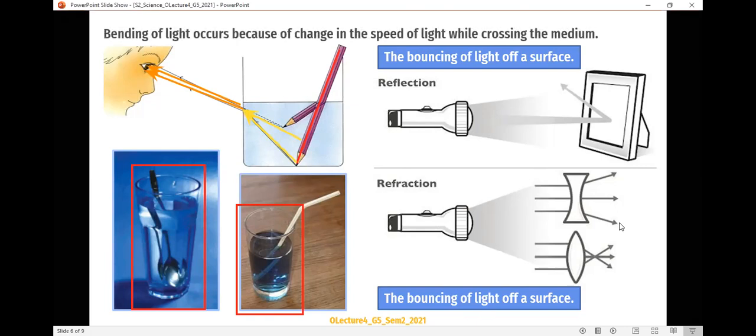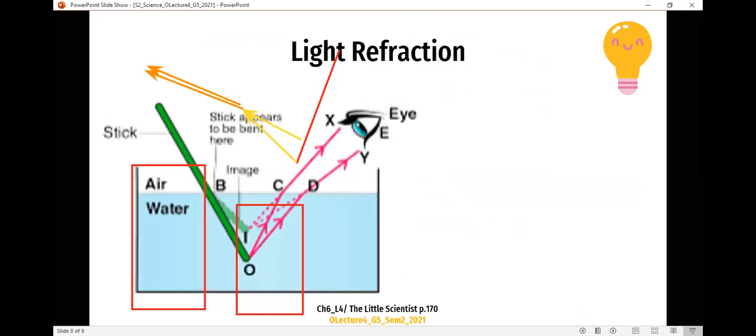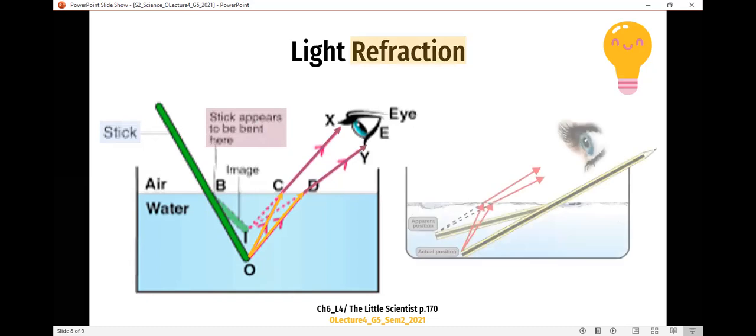Okay? I'll give you other examples. We have a stick in the water. So we can see it. The stick sends, look at these rays, the stick sends light to our eyes. Do light rays continue their way straightly? No, they bend. They change their direction a little bit. This is why this stick appears to be bent. It appears broken. This is refraction.